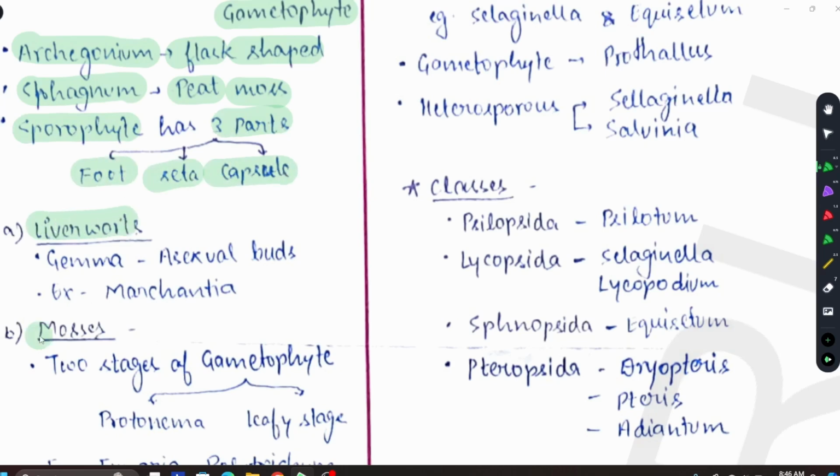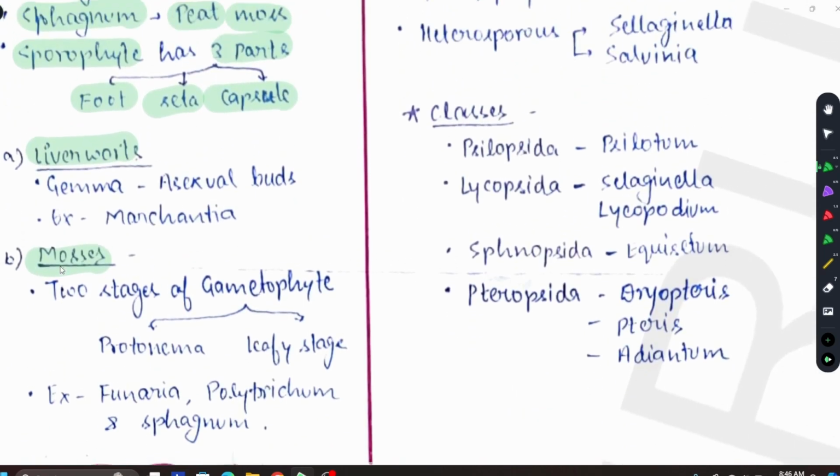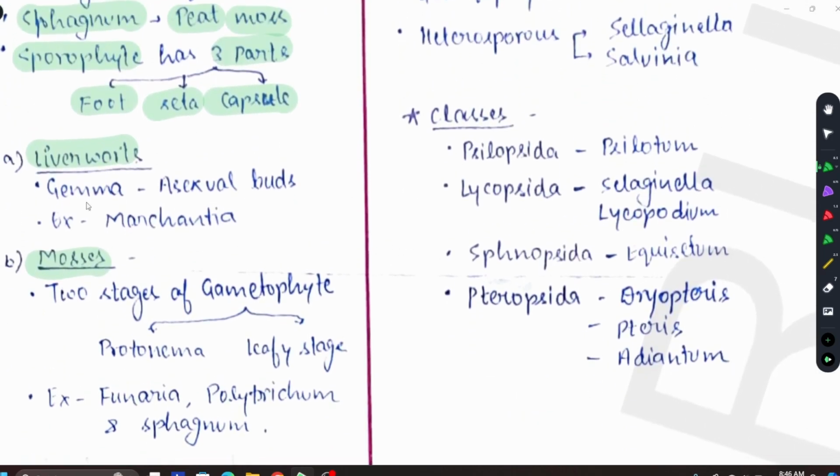Now liverworts and mosses are two types of bryophytes. In liverworts, you can see gemmae, which are asexual buds, and the example is Marchantia. In mosses, there are two stages of gametophyte: protonema and leafy stage. The examples are Funaria, Polytrichum, and Sphagnum. So these are the basic features of the liverworts and mosses.